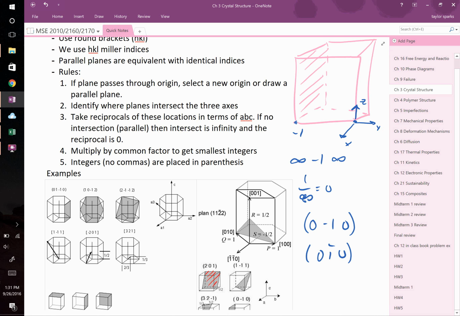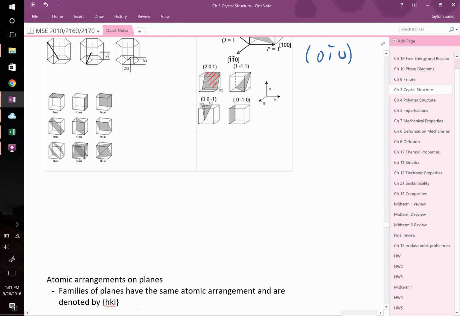Let's do a harder one. Let's do this one, this 2, 0, 1. So let's pick an origin, maybe on this back corner over there, right? So now where does it intersect along the x, along the y, and along the z directions? It intersects x at 1/2, right? So 1/2, and then it intersects y at never, and z at 1. When we invert that, it's 2, 0, 1, right? So it's the 2, 0, 1 plane, okay?